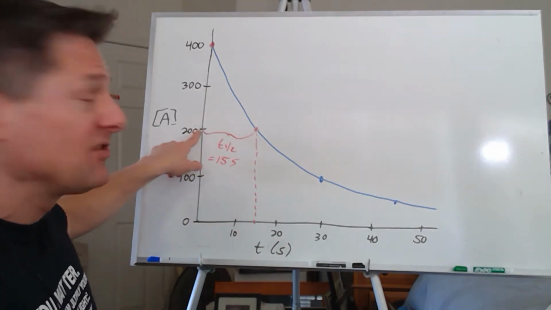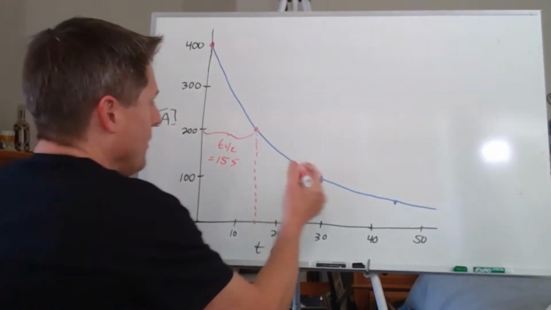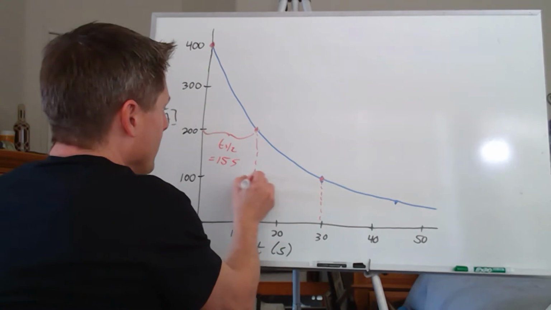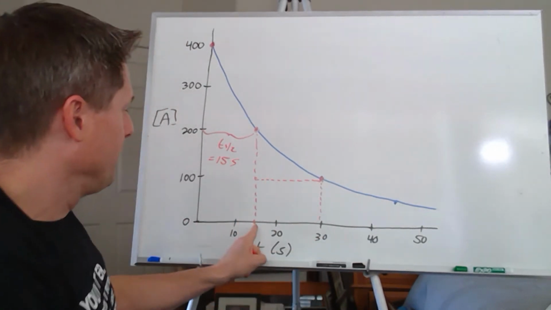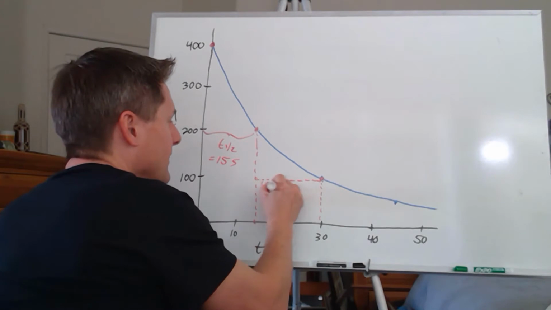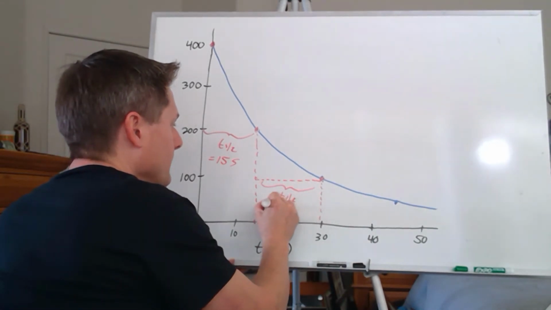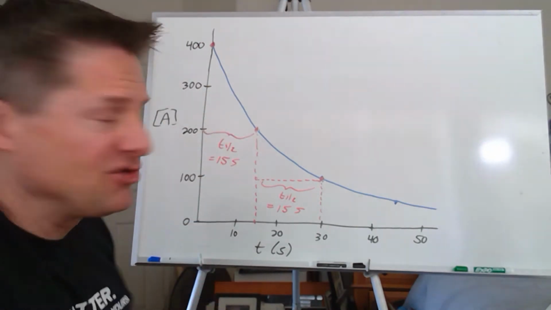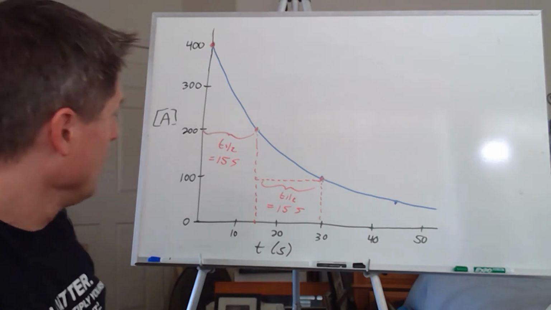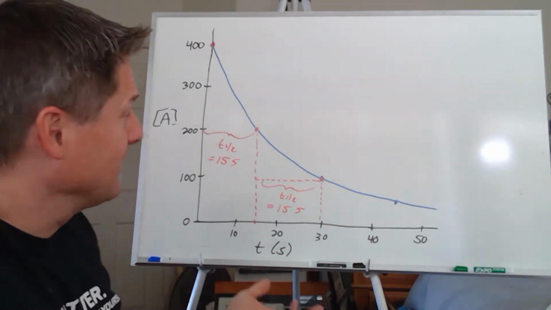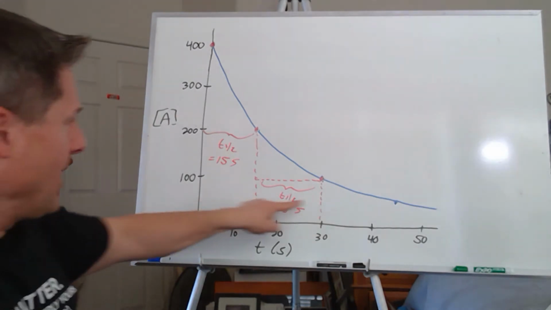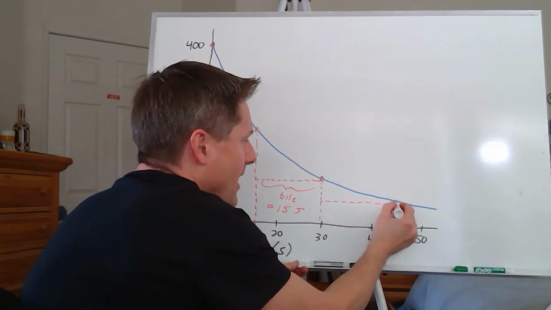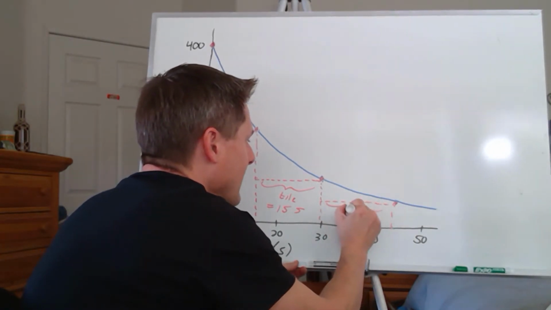Now let's start here. Starting at 200, dropping in half would go to 100, which would be right here. So we're dropping to 100. From 15 to 30 is 15 seconds. So that's T1/2. Oh, wait a minute here. Do you see that? It took 15 seconds to go from 400 to 200 and 15 seconds to go from 200 to 100. That's good enough right there. You can see it's constant. Then 100 to 50 is right about there. 30, 40, 45. So that's also about 15 seconds.